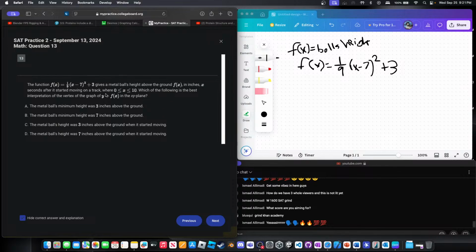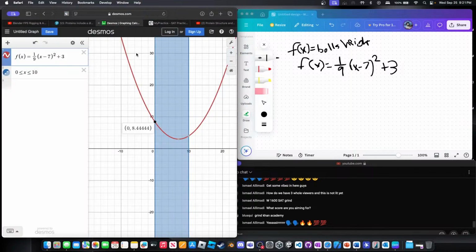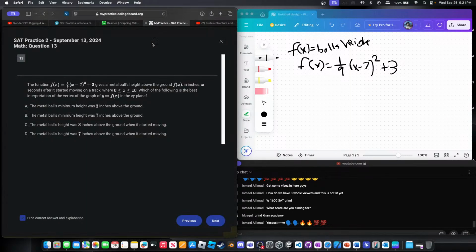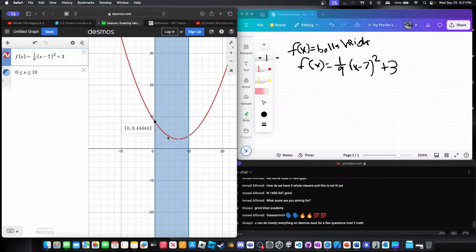f of x in inches, x seconds after moving off the track. 0 is less than or equal to x, less than or equal to 10. Which of the following is the best interpretation of the vertex of the graph? Vertex. So 3. The metal ball's minimum height was 3 inches above the ground. How does that make any sense, guys? It goes down and then it goes up?